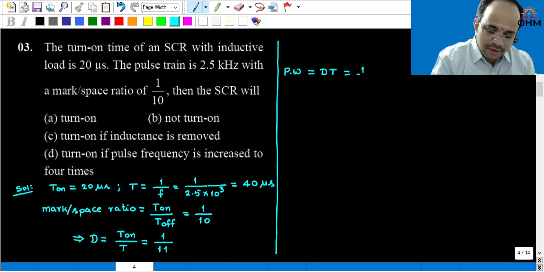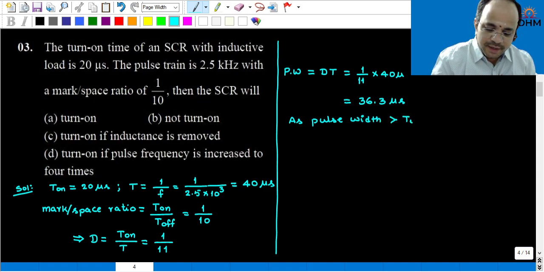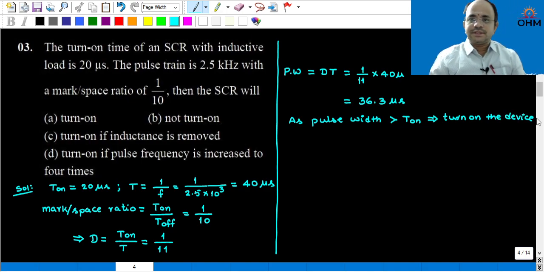So I can say here 1 by 11 into 40 microsecond, this value will come around 36.6 microsecond. As the pulse width given to the SCR is greater than turn on time of the SCR, what will happen? It can turn on the device, or the device can successfully turn on. So option A will be the correct answer. Another question.